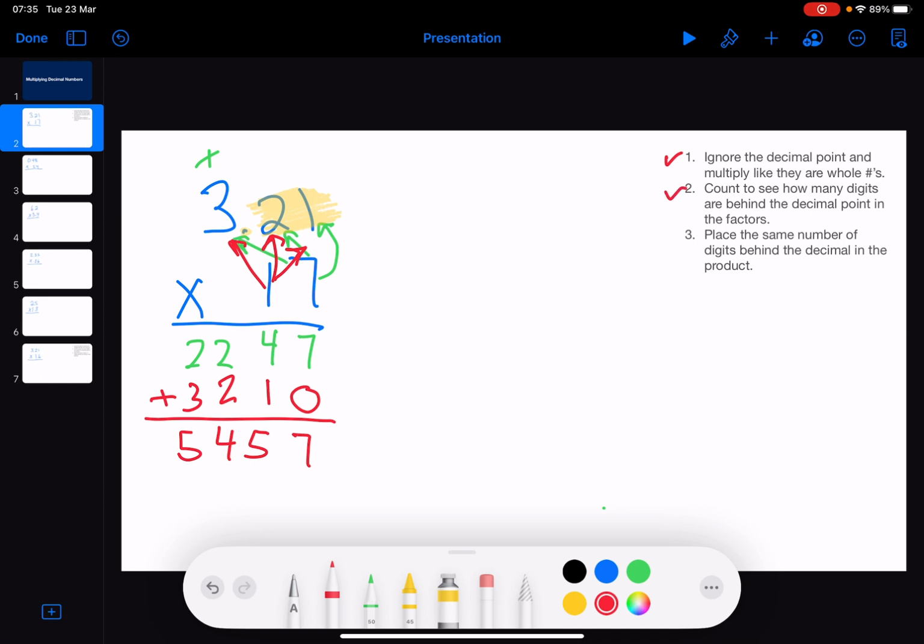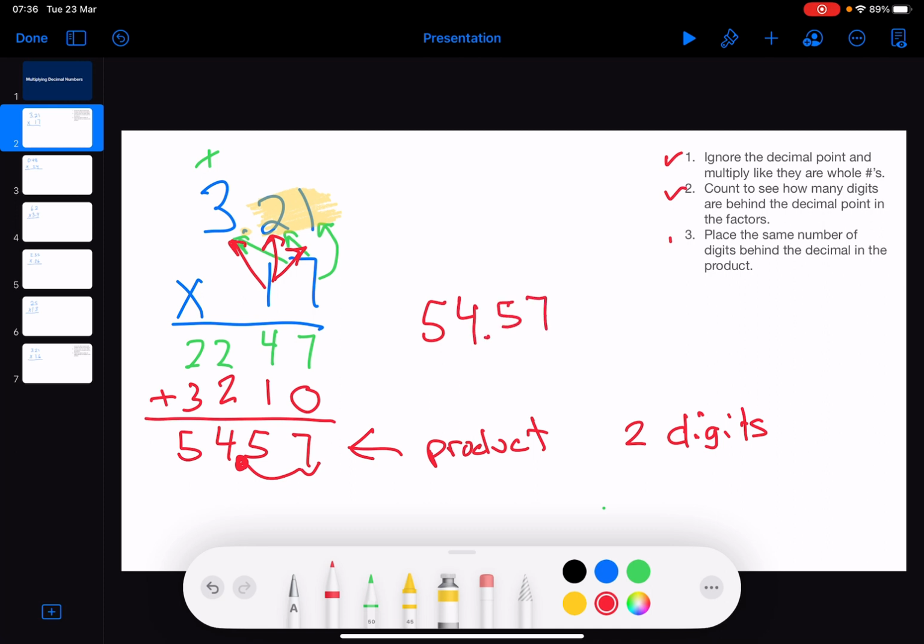So step 3, I'm going to place the same number of digits behind the decimal point in the product. So this is my product. And I know I've got 2 digits that have to be behind the decimal point. So I'm going to start in the back. I'm going to jump over the 7. I'm going to jump over the 5. And my decimal point's going to go right there. So 3 and 21/100ths times 17 is 54 and 57/100ths.